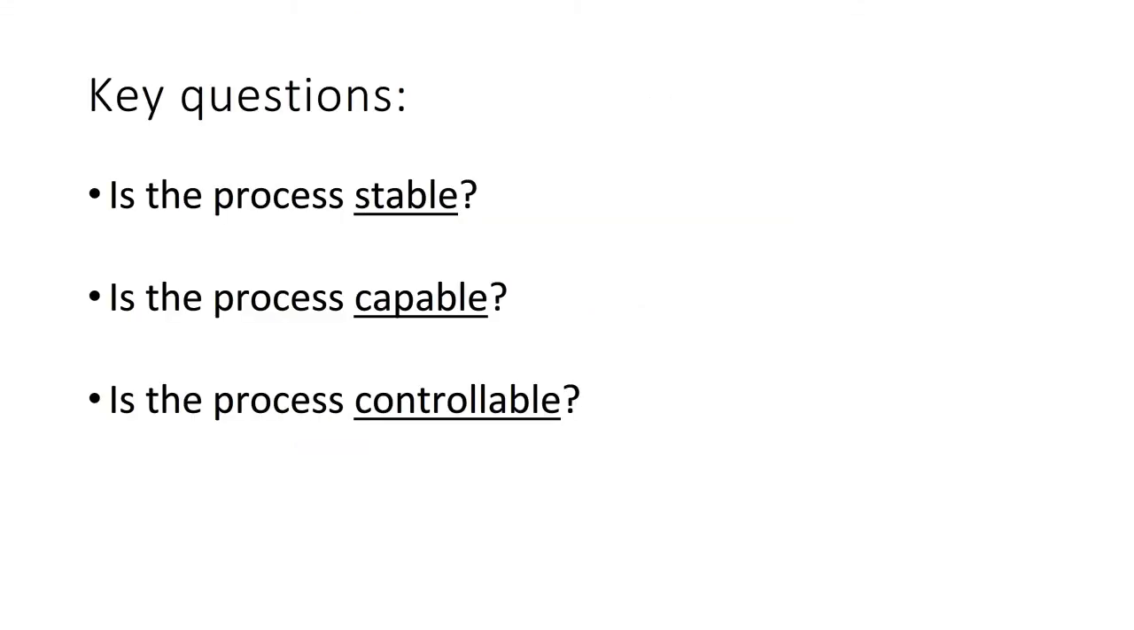The previous diagram showed a bird's eye view of the quality control process. Not to beat a dead horse, but it relies on three concepts: stability, capability, and controllability.